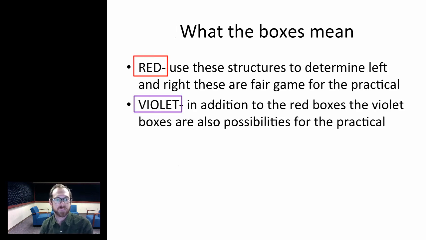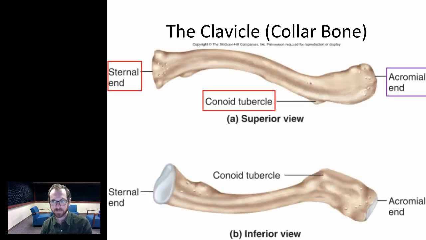So we're going to go through each of these bones. Any feature that we highlight in red is a structure that is helpful in determining right or left. And so these are fair game for the practical. In addition, we're going to highlight other features in violet, and these are also going to be fair game for the practical. Okay, first bone we're going over is the clavicle.